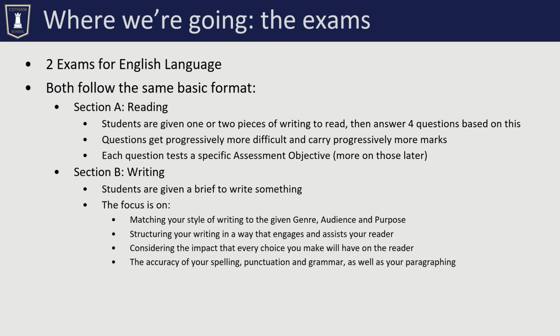Let's talk about what the exams look like and how they work, and what students will be asked to do. So there are 2 exams for English language. They are both an hour and 45 minutes, and they both follow the same basic format where section A is a reading section where they're given 1 or 2 pieces of writing to read and they answer 4 questions. The questions get progressively more difficult and therefore carry more marks as they go through. And each question tests a specific assessment objective, and I'll talk about those a bit later, I think.